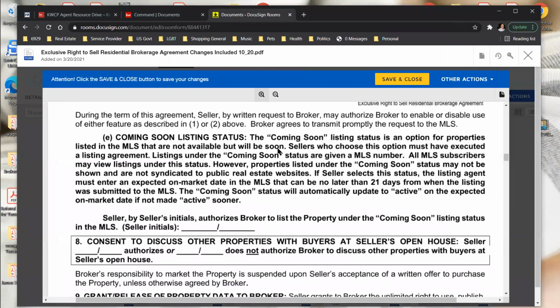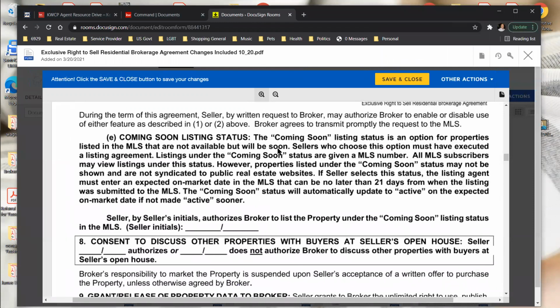But if for any reason you want to have a little pre-market introduction to a listing, you can start marketing on a Friday as long as you have it in the MLS by Monday afternoon or evening as coming soon. You're allowed to show it over that weekend.